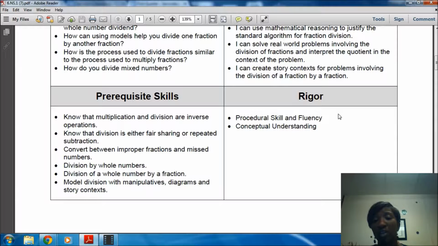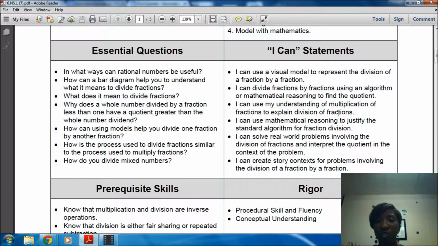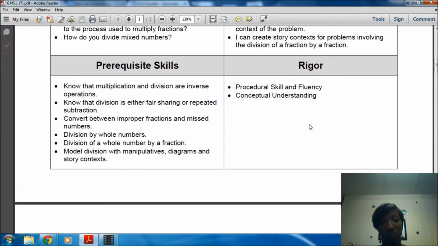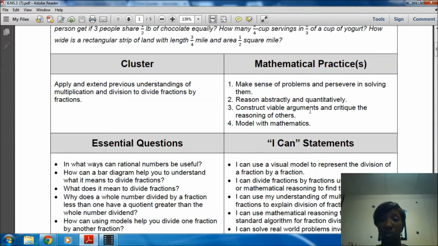And again, I stated that there are 3 rigor levels for math: procedural skill and fluency, which is doing mathematics; conceptual understanding, which is understanding the why behind the math that we do; and then the 3rd level, application. That's about taking that concept and applying it in the real world context. So for this one, you'll actually see pieces of all 3 of the rigor levels that deal with this particular standard. I'm going to go to, this was the first page of this document.